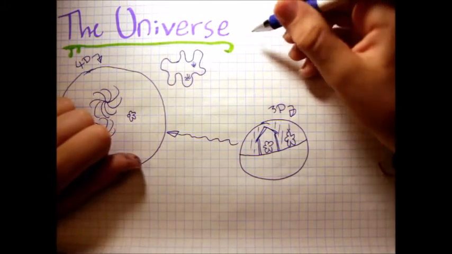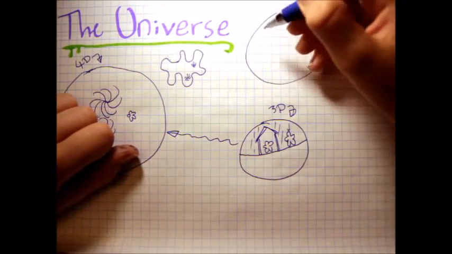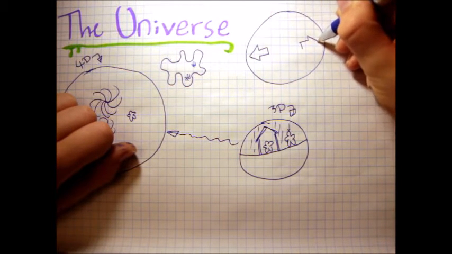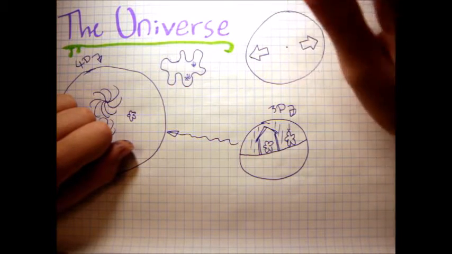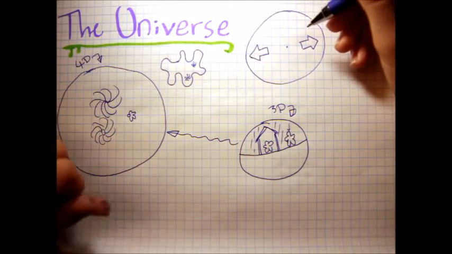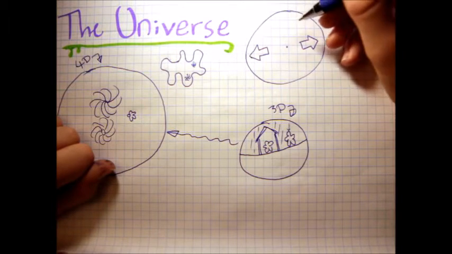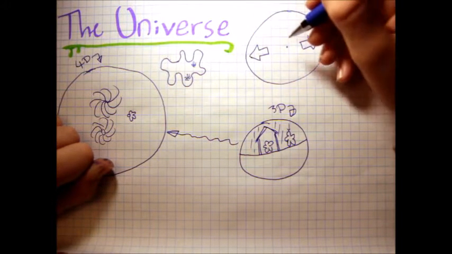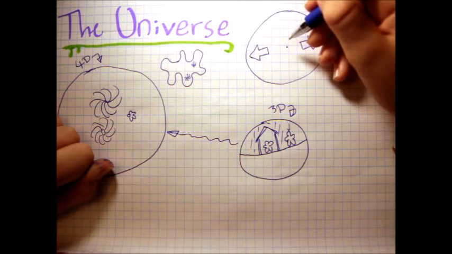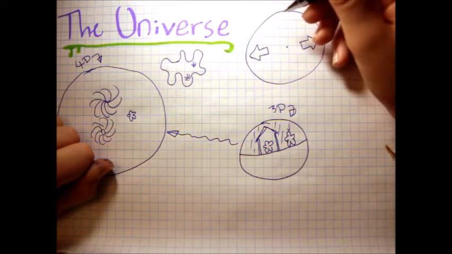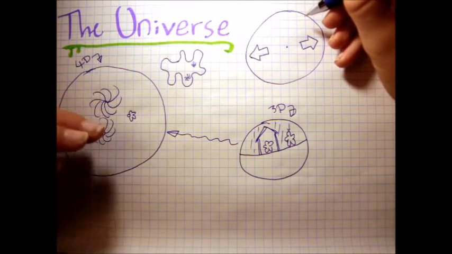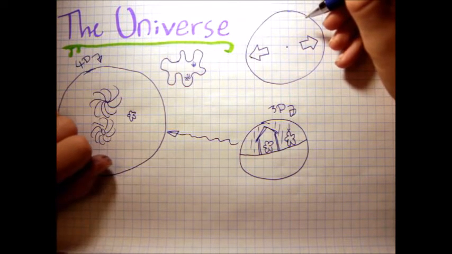The universe is expanding. This is called inflation. The interesting thing about the expansion of the universe is that it's expanding in the fourth dimension. The fourth dimension is time, so it's expanding in time. That means that it's moving forwards in time. That's why we have time. If the universe wasn't moving or expanding at all, then we wouldn't have any time.